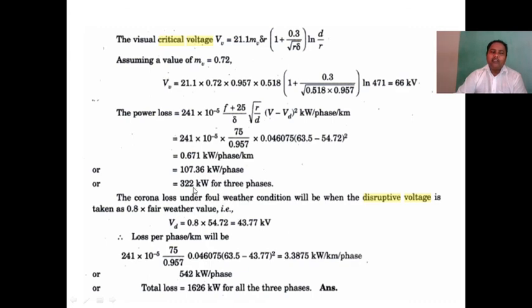In the previous case we got 322 kilowatt for three phases, now we get 1626 kilowatt for all three phases. This means the atmospheric conditions are very important for corona loss. If the atmospheric condition is not good, the corona loss is much greater.